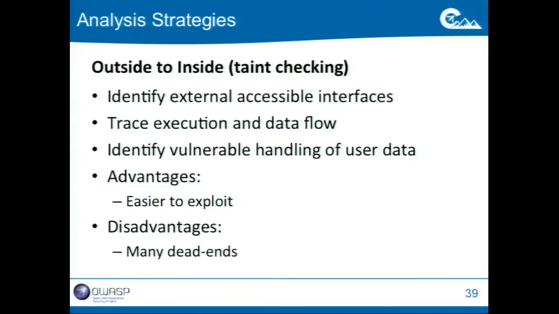The last strategy, taint checking. Being able to identify the external interfaces, trace the execution flow, see where input enters the system, and then identify how vulnerabilities might result from that. This technique is much easier to exploit, kind of like the advanced grepping. It gives you something right off the bat that you can start to use. But there's a lot of dead ends because presumably user input is going to be validated. And I had a video for this, but it got messed up, so that is all.